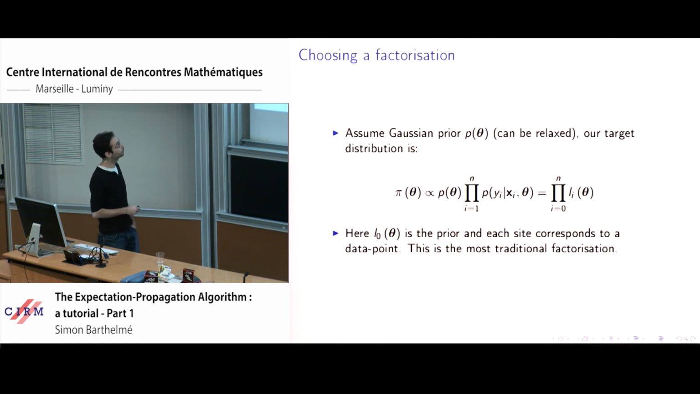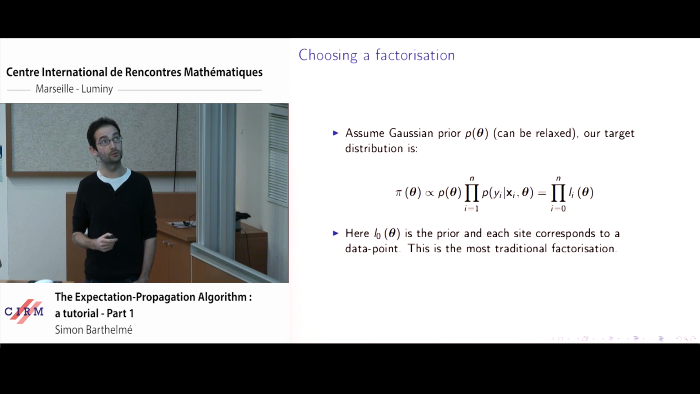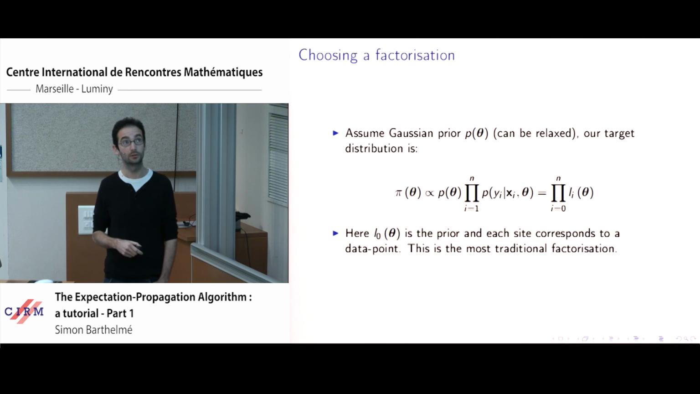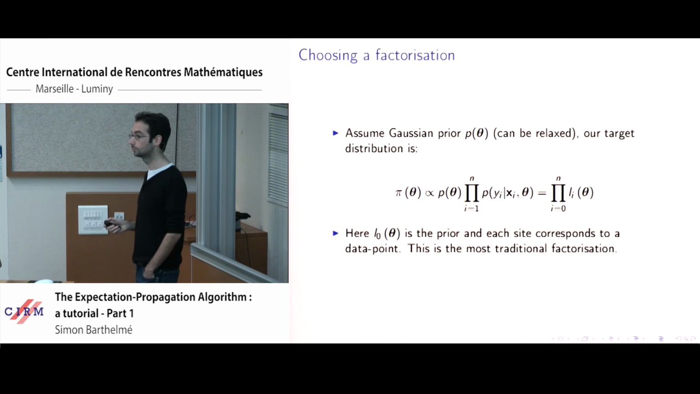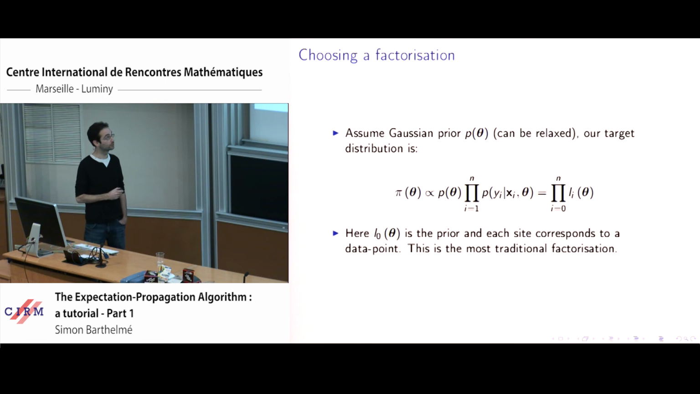So first we have to choose a factorization. We're going to assume that we have a Gaussian prior, so we don't need to bother with it much. This can be relaxed, so we don't actually have to have a Gaussian prior. The target distribution is the prior times n likelihood sites. I'm not going to change anything, I'm just going to use this natural factorization as the factorization for EP. EP is more flexible, you could do other factorizations, but I'll talk about that tomorrow.